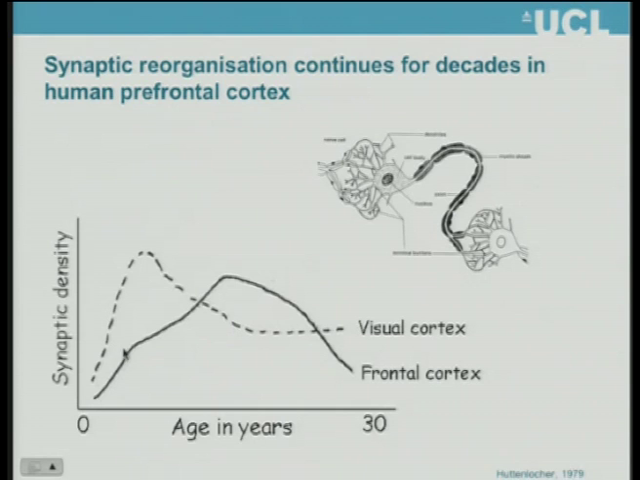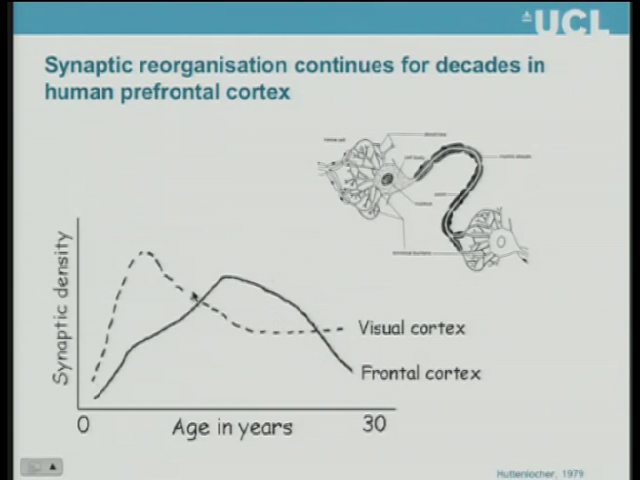And in the frontal cortex, you have a much more protracted period of synaptic development where you get this kind of waxing and waning of synaptic density throughout childhood. And synaptic density in the frontal cortex doesn't peak until around 11 or 12, in other words, around the age of puberty onset. And then it decreases during adolescence and into the 20s.